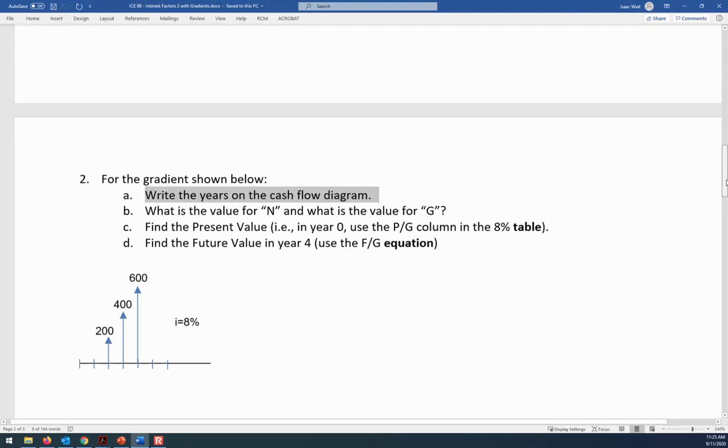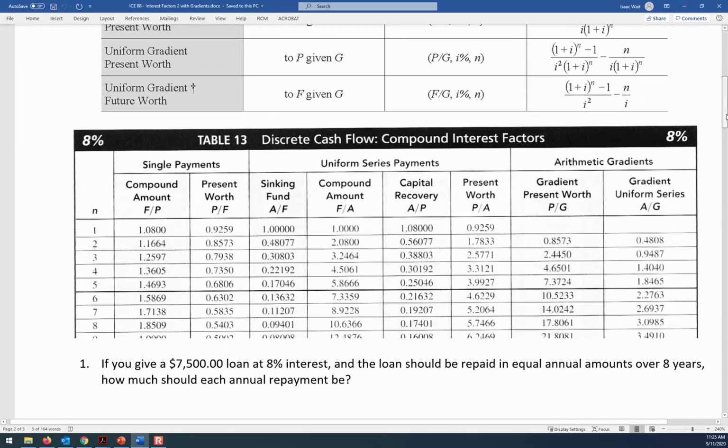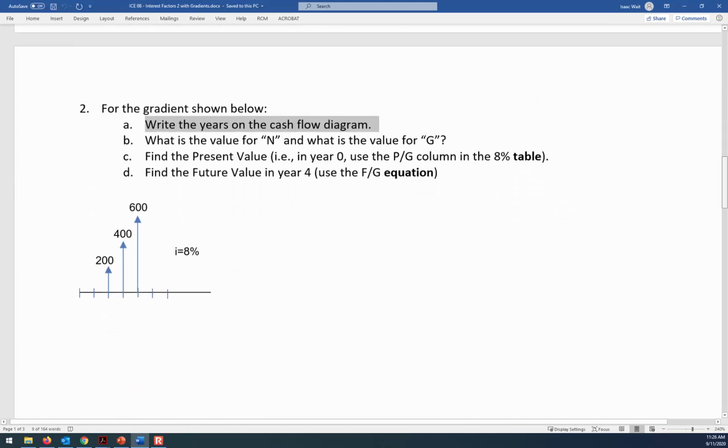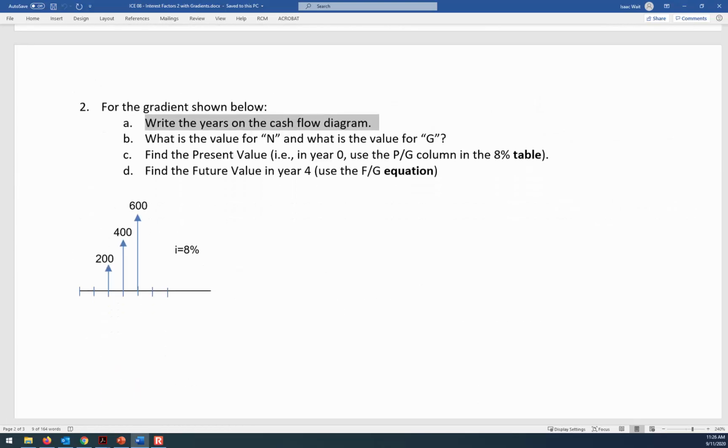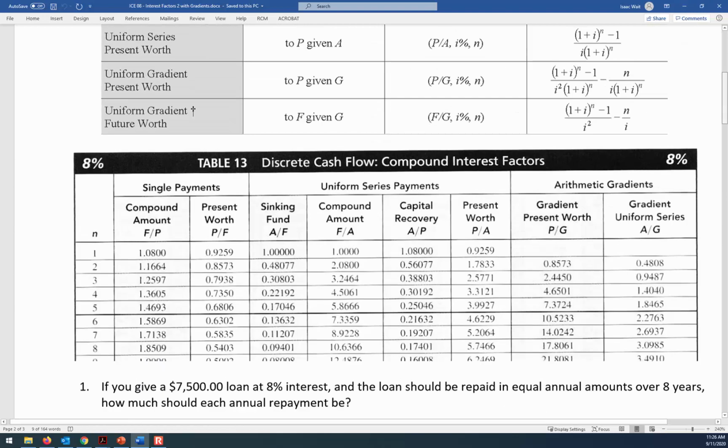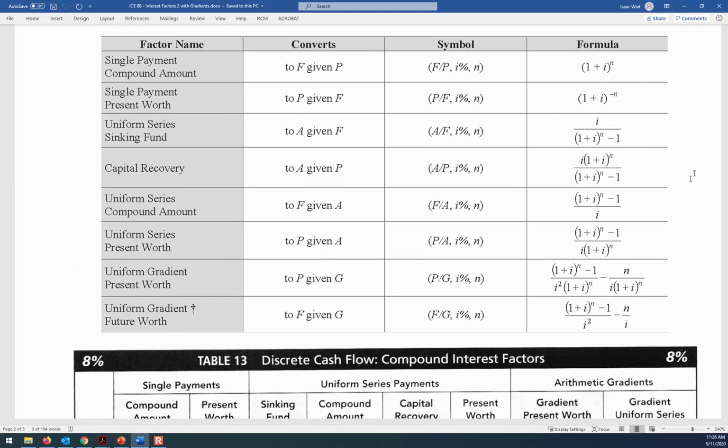So if we go back to the 8% table, here is the P to G column, the gradient present worth. So you'll use that for part C of the question, and then for part D, you need to use the equation, the F/G equation, because we're going to find the future value in year 4. So the F to G equation is this one, the one at the bottom. Find F given G.